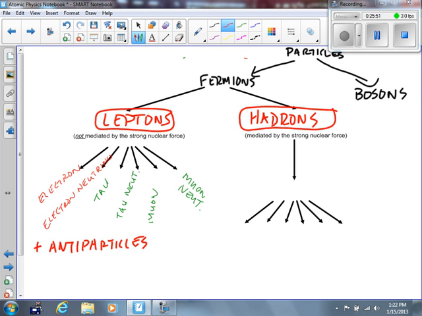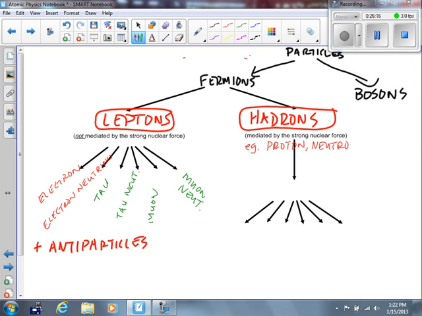These are our fundamental particles. We don't get any smaller than these. Hadrons are not fundamental particles. They get smaller. They are mediated by the strong nuclear force. A couple examples of hadrons: a proton is a hadron. A neutron is a hadron.